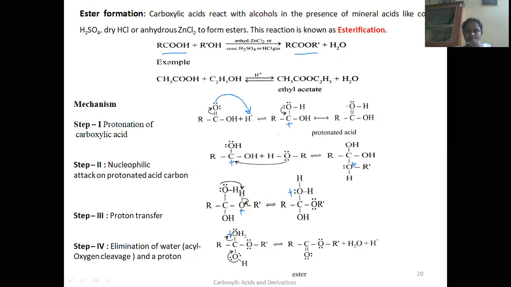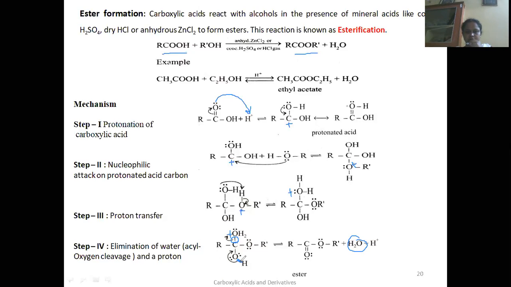Since positive charge on the oxygen is not stable, this oxygen will take this bonded pair of electrons and move away as a water molecule. Now, since the bonded pair of electrons is taken up by oxygen, the carbon will get a positive charge. That positive charge is stabilized by this bonded pair of electrons.